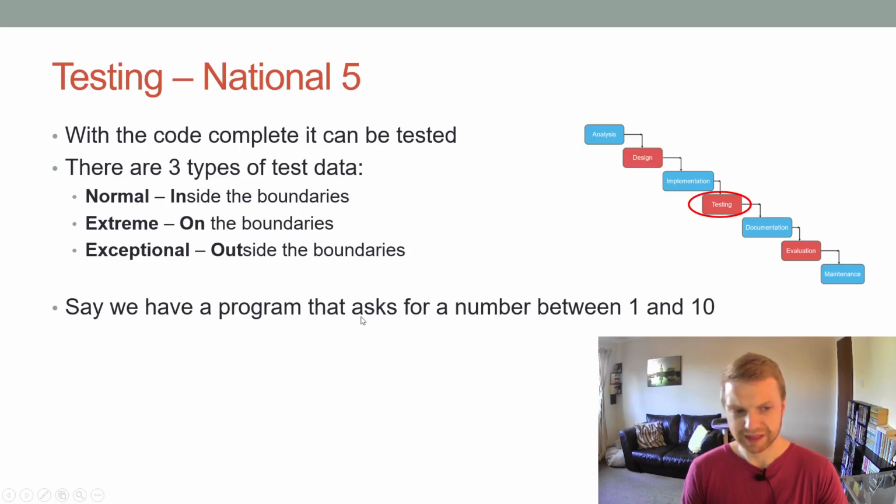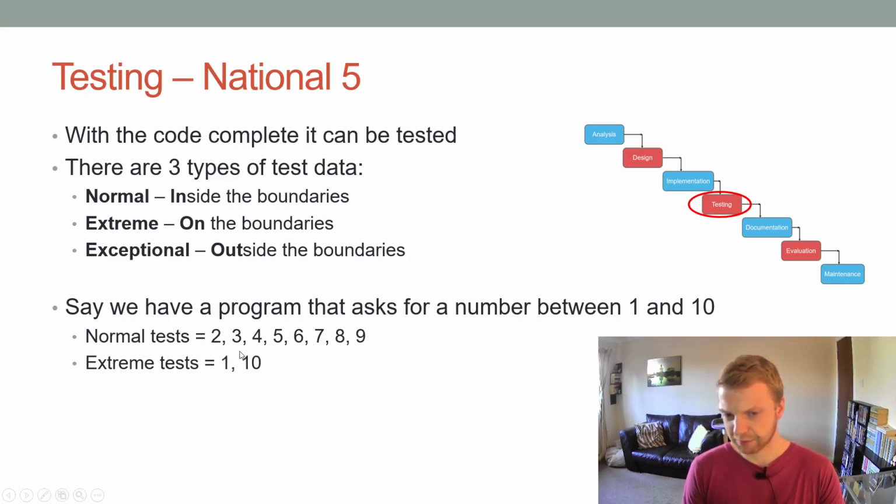So say we have a program that takes a number between 1 and 10, so it's just a question that says please type in a number between 1 and 10, a little program. Any normal data would be any number between 1 and 10. An extreme test would be 1 and 10, so like I said, on the boundaries, that's the lowest and the highest value you've got. Exceptional would be anything outside that, and I mean anything. So the number 0, the number 11, they're just outside but they're still exceptional.